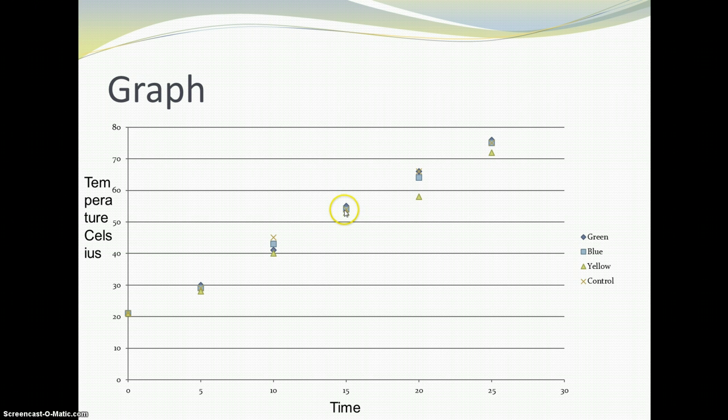And then, as you can see, basically all the other colors stayed together, and green and blue were head to head or right next to each other, as you can see on minute 15 and minute 25. It makes a little house. Same thing with the control. It's in the center of all of them.